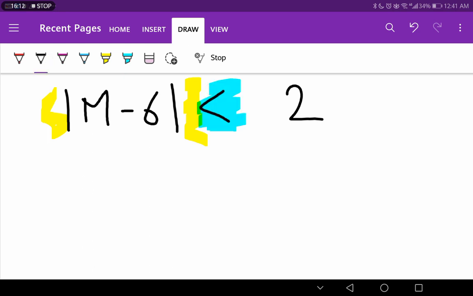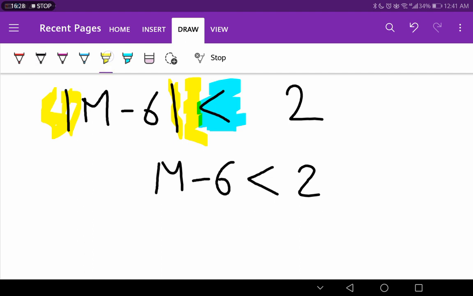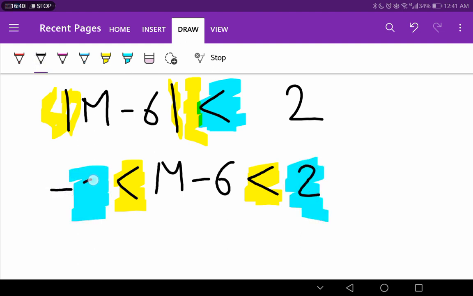Okay, how can I break the less? For the less, you write the same inequality, you copy it exactly, but without the bars, be careful. And you also copy the 2 here, but with a negative sign. This is the way we break less. Again, we copy the inequality as it is.